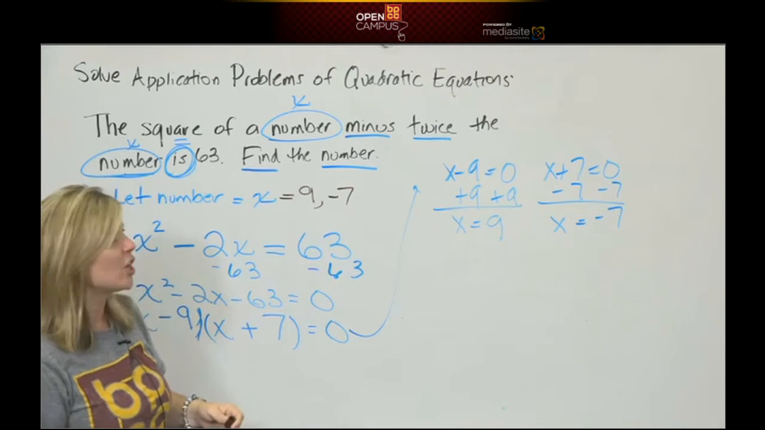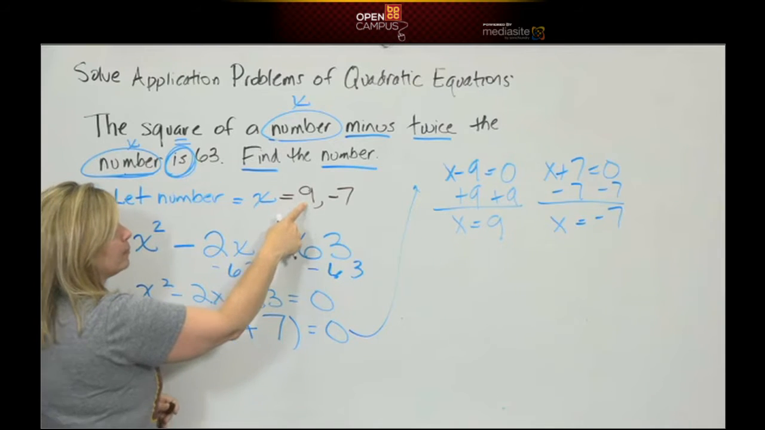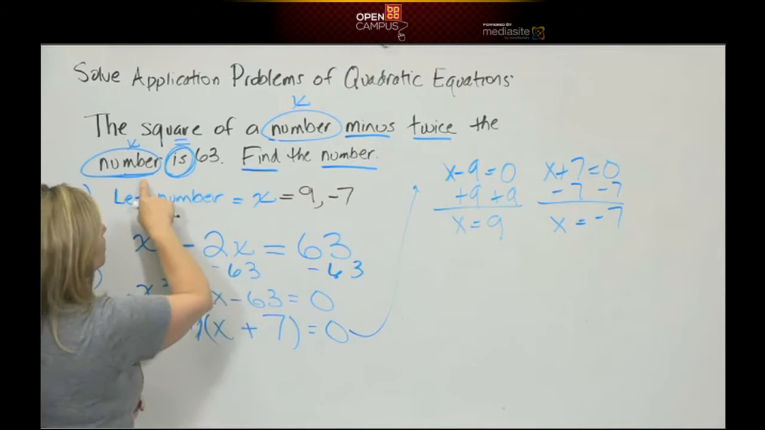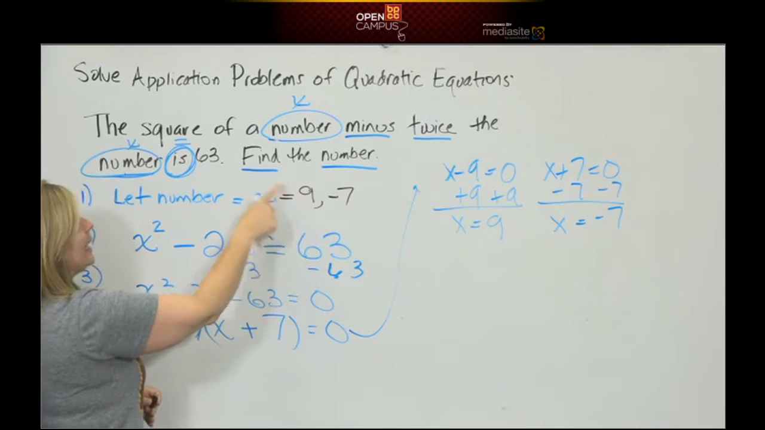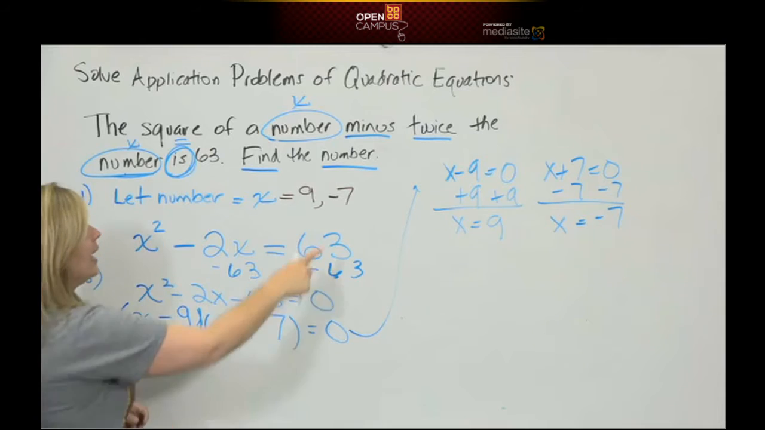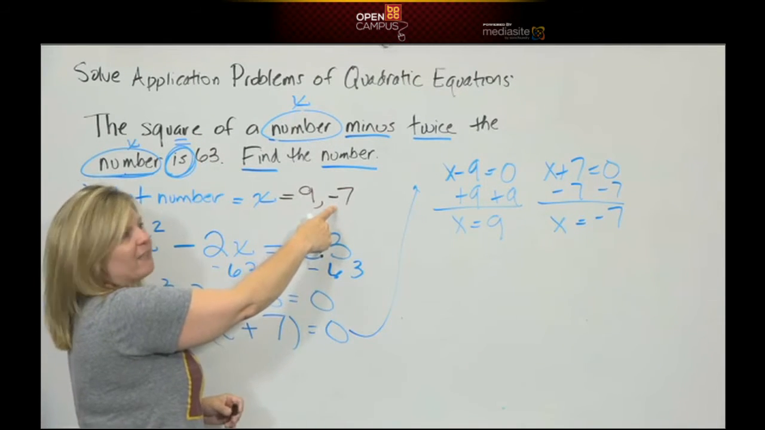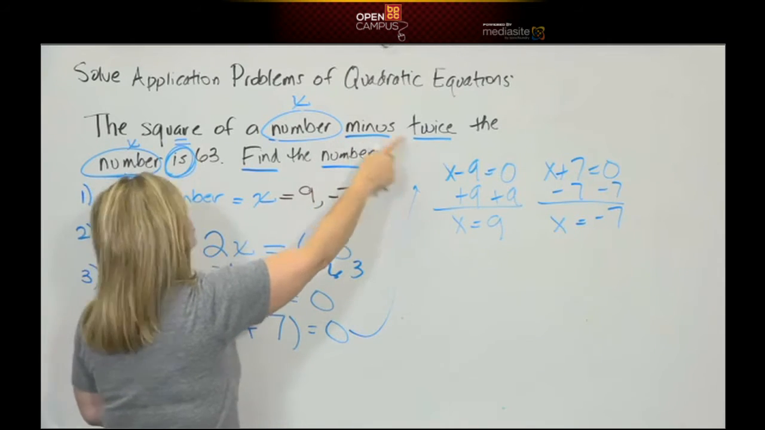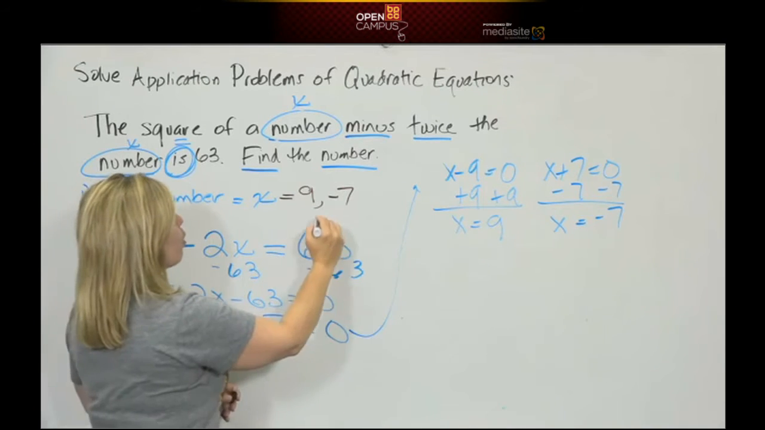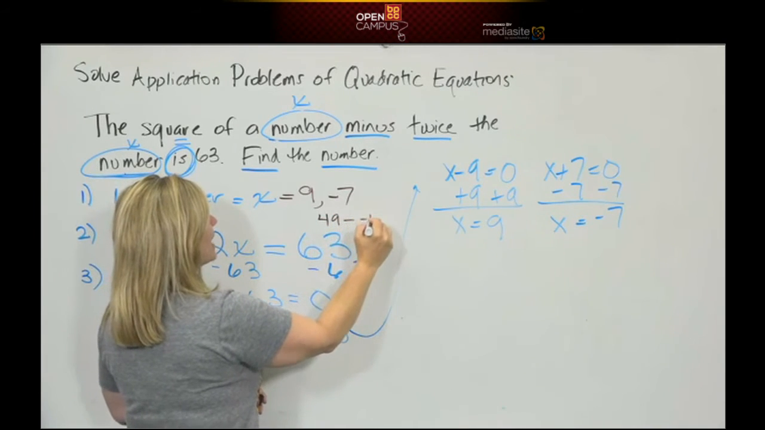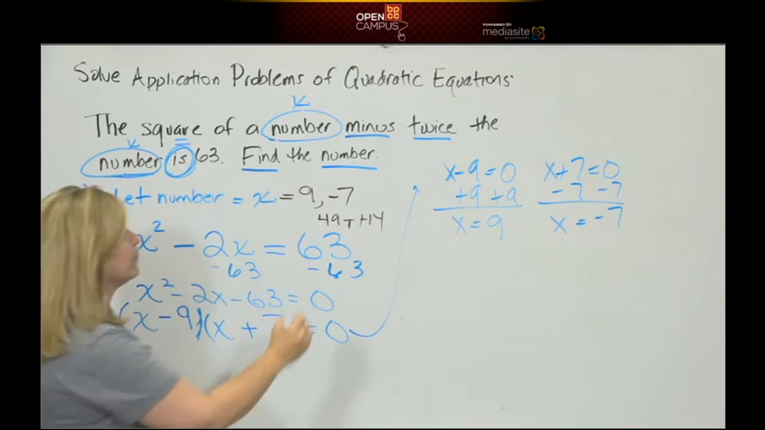How do I know? I'll check it. If I square my number, if I square 9, that would be 81. If I minus twice that number, well, 2 times that is 18. 81 minus 18 would be 63. If I square my number, if I square negative 7, I get 49. If I minus twice my number, well, twice that is negative 14. Well, 49 minus negative 14 would be really adding. That would also give me 63.